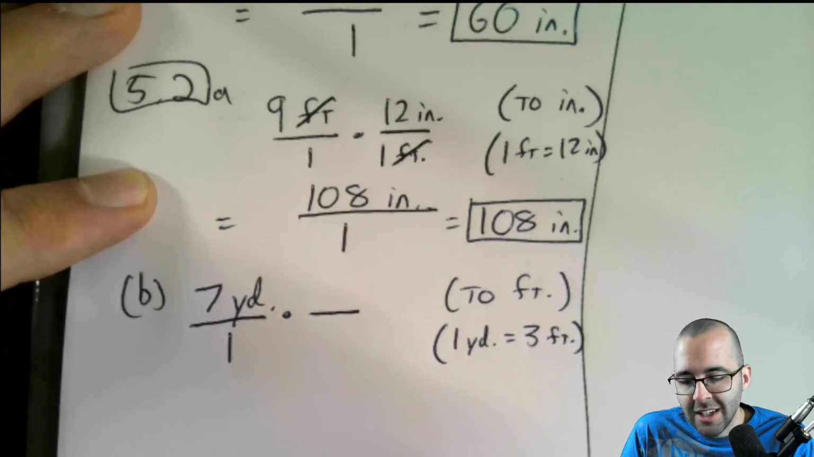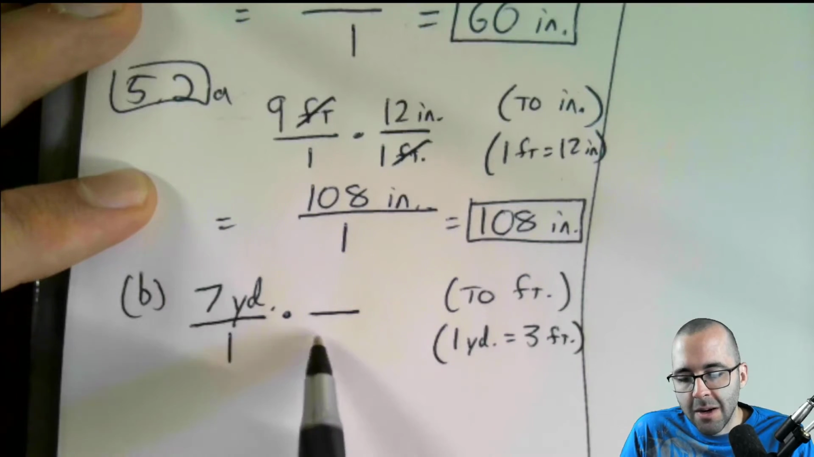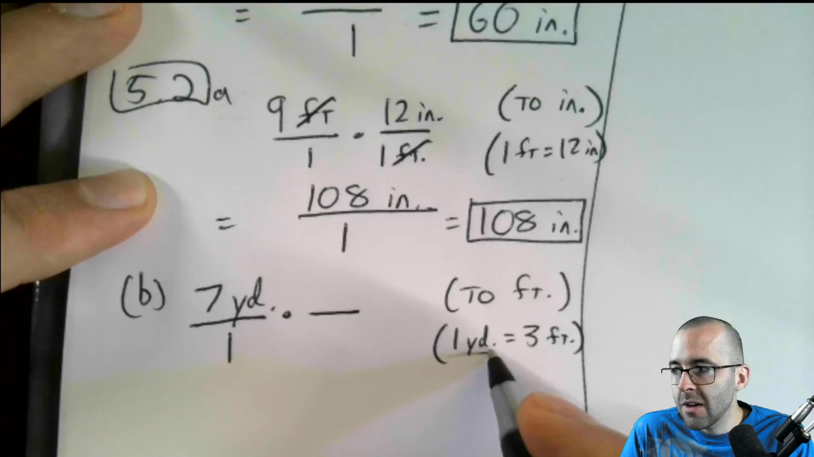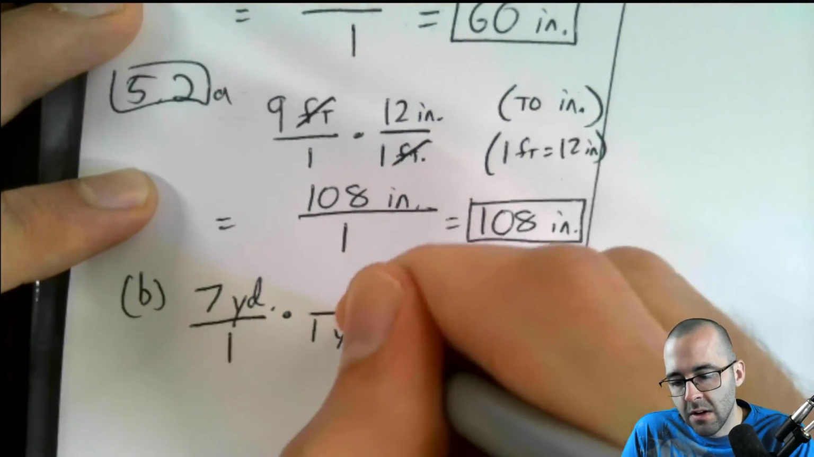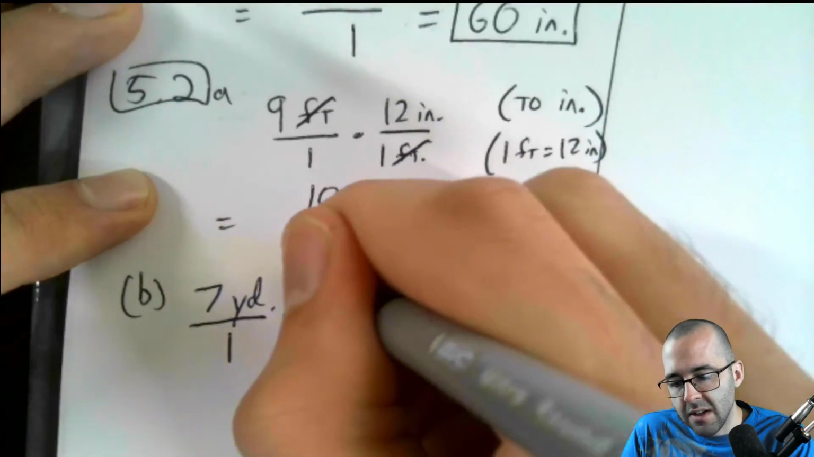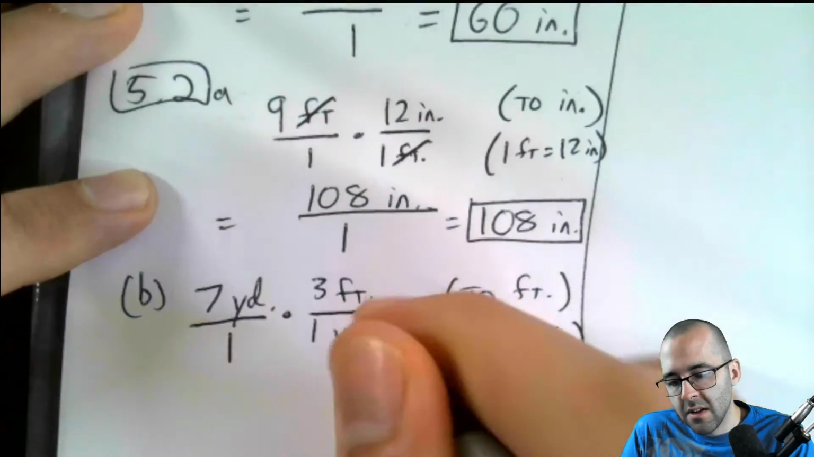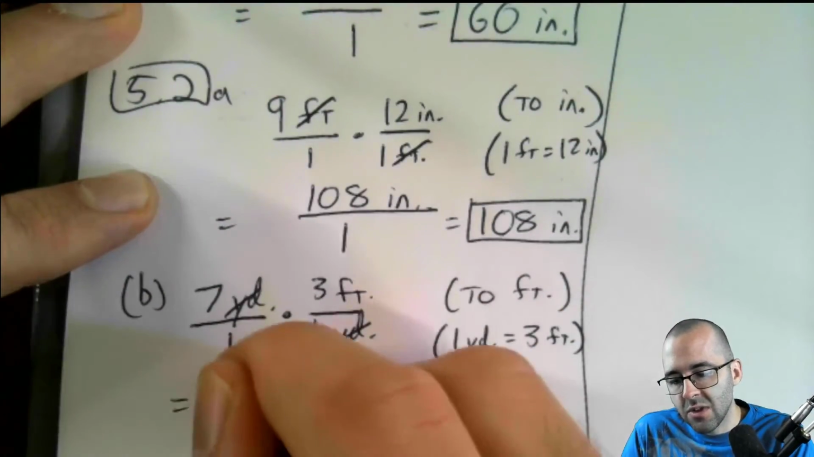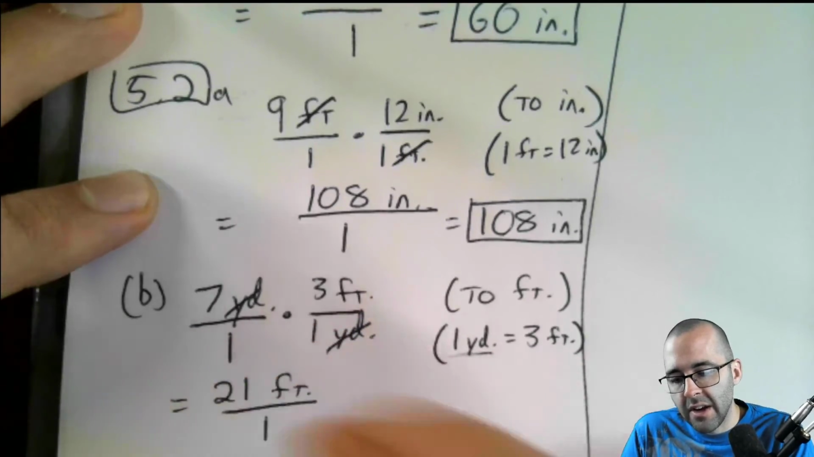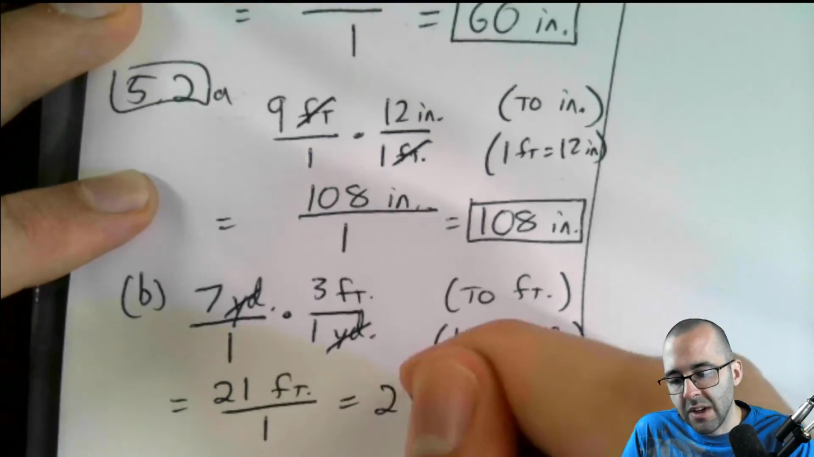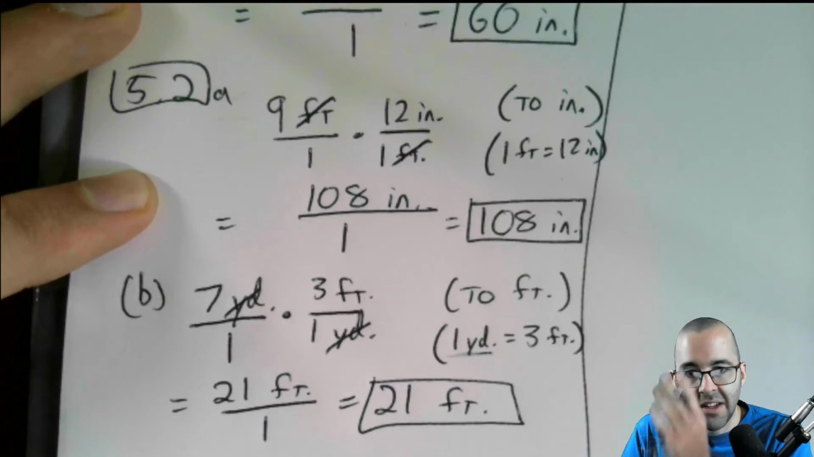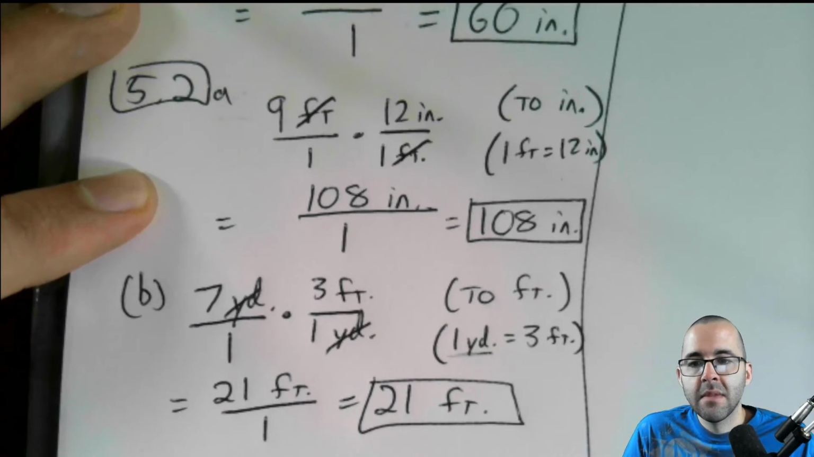That's the actual word. So we're going to put yards on the bottom here because we want them to cancel. So what's the yards part? 1 yard. The 3 feet is going to go on the top then. The yards cancel, and we're just left with 7 times 3 feet, which is 21 feet. Divided by 1, oh, that's just 21 feet. So yes, 7 yards is 21 feet. And that's part B.